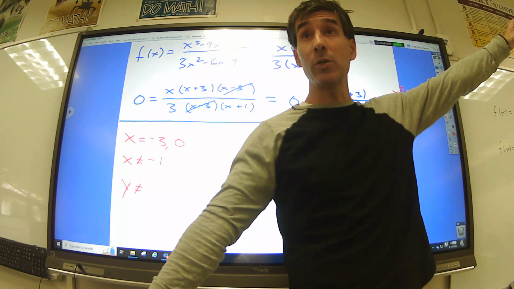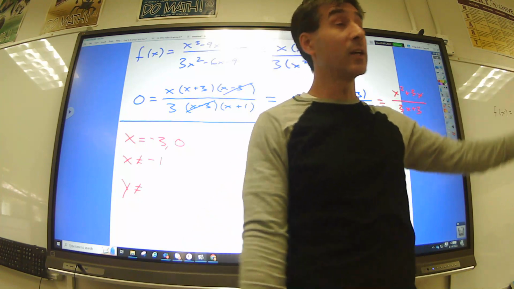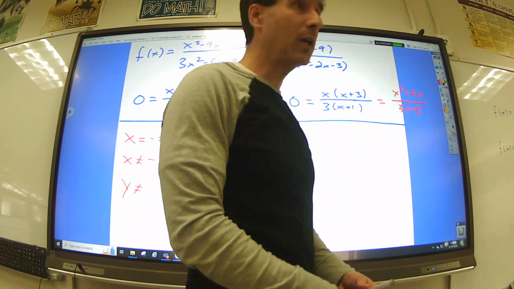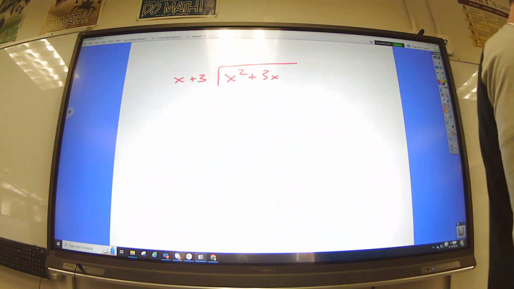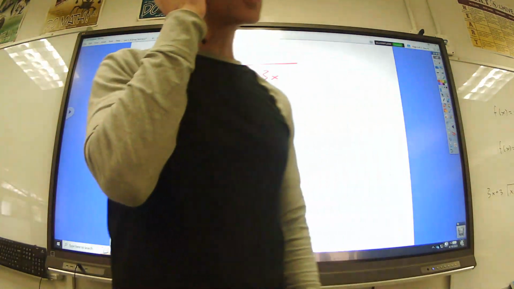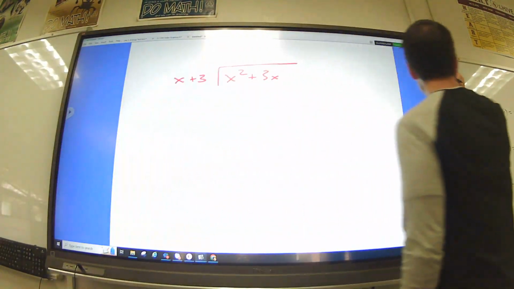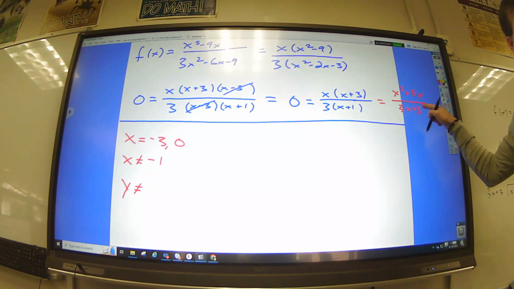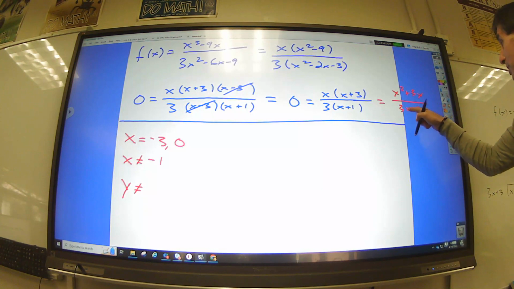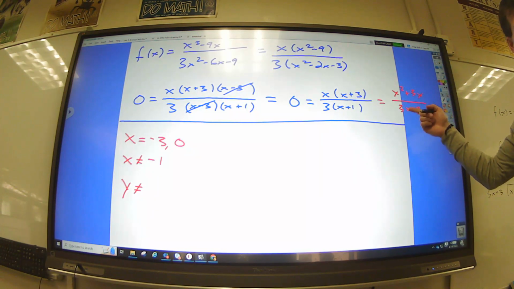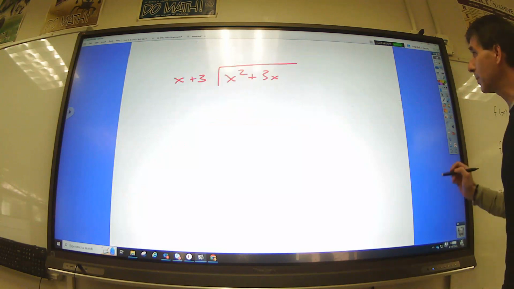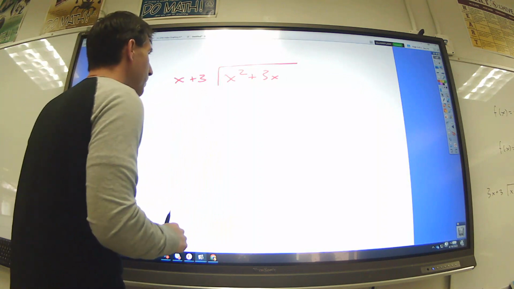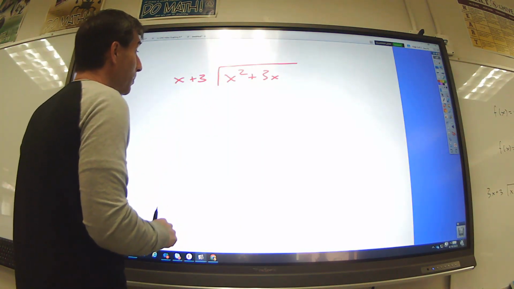So for the slant, what do we do? Synthetic division if we can, but because this is a 3x plus 3, I'm going to have to use regular division. So to find the slant, I'm going to divide this by this. Now I'd like to use synthetic division, however, because there's a 3 here, I can't. So I'm just going to use regular division: x squared plus 3x divided by 3x plus 3. And here we go. I might need your help on this.